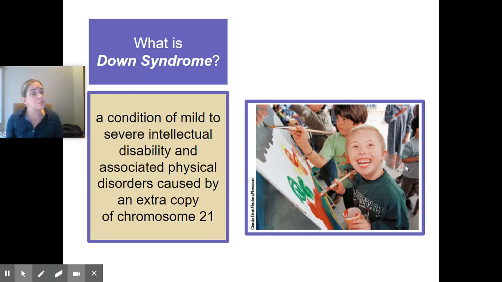One type of mild to severe intellectual disability that also has physical attributes is Down syndrome. Down syndrome is caused by an extra copy of chromosome 21. Down syndrome children, adolescents, and adults tend to be extremely happy, energetic, and engaging. If you talk to someone who has someone in their life with Down syndrome, they say that they have taught them more than anyone else about life.